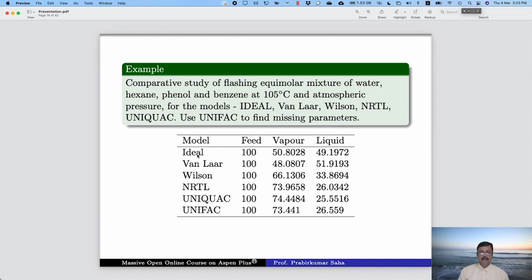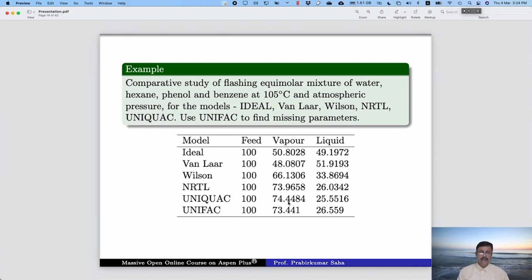So you can understand how by changing the property method, our simulation results change. That is why it is very, very important to choose a proper property method so that the results simulate the experimental data as close as possible. Otherwise, it will give a wrong result altogether if we do not use the proper property method.